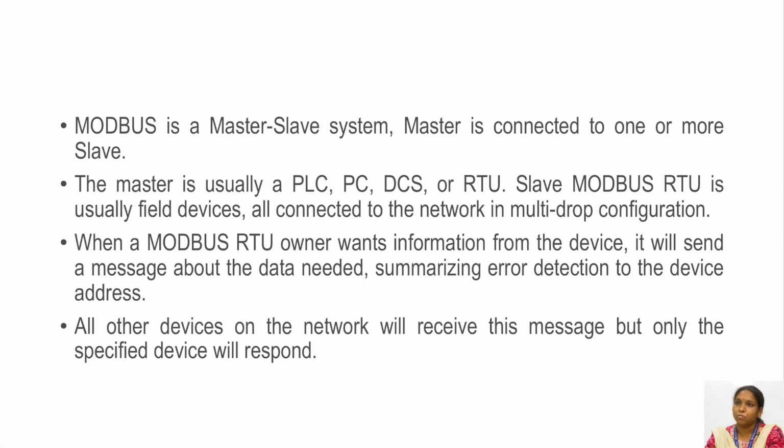When a Modbus RTU master wants information from a device, it sends a message about the data needed, including error detection, to the device address. All the other devices on the network will receive this message, but only the specified device will respond.